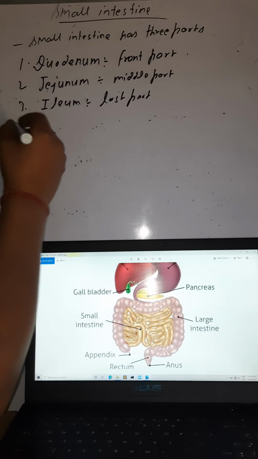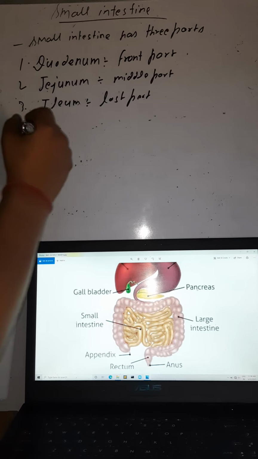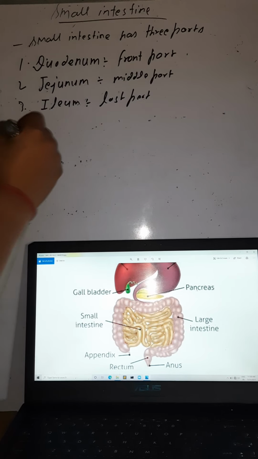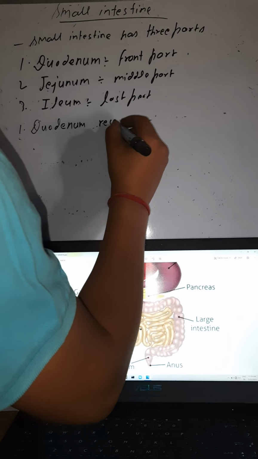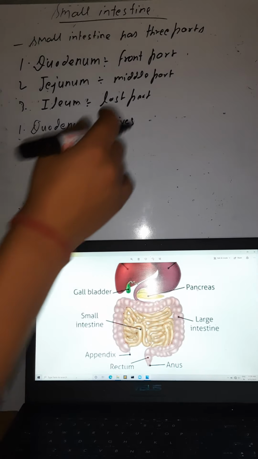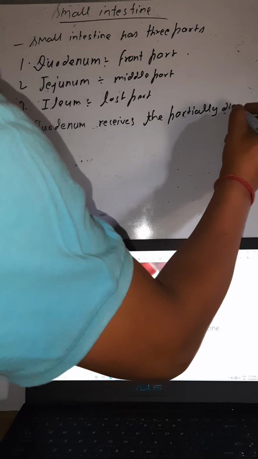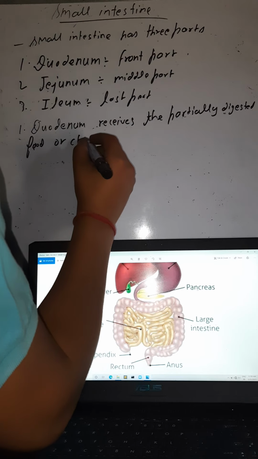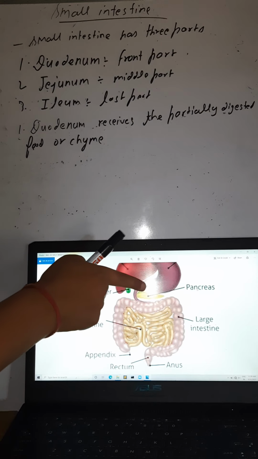Let me tell you in brief the function of the duodenum, jejunum and ileum. If I ask about the duodenum, the duodenum receives the partially digested food. So let me write here: duodenum receives the partially digested food, also called chyme. So what is this chyme? This chyme is the food that is coming from the stomach.